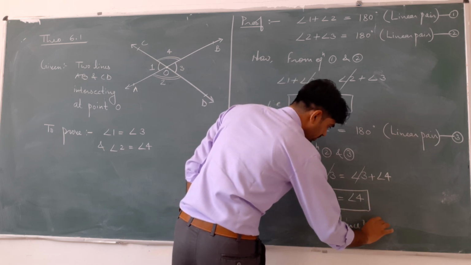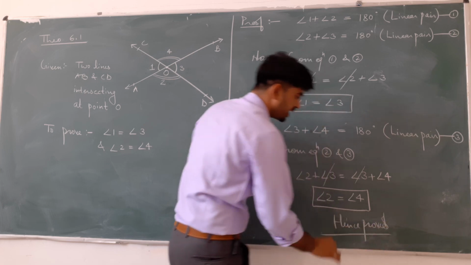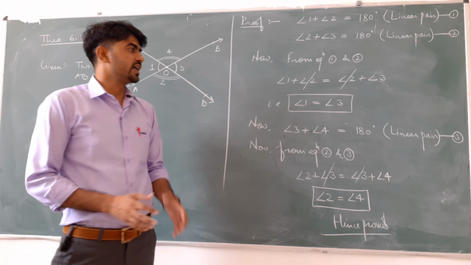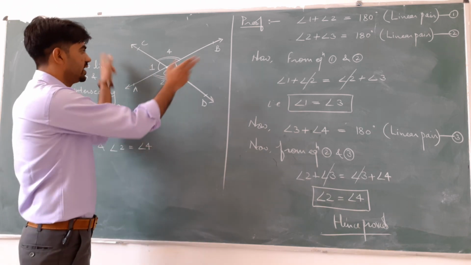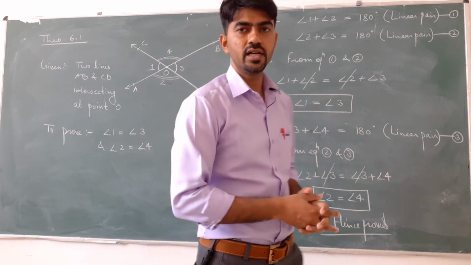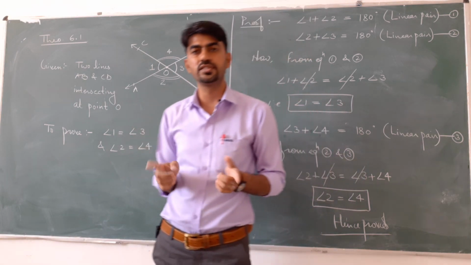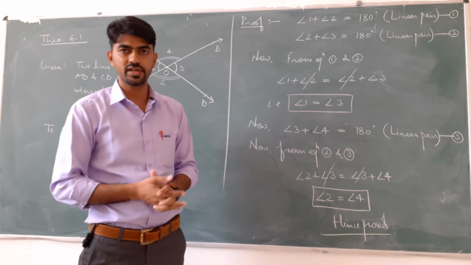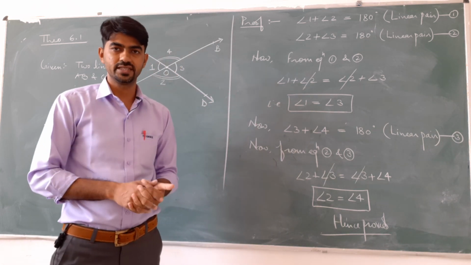So this way we can prove that when two straight lines intersect, the vertically opposite angles are equal. The proof of this theorem is there in our syllabus. It can be asked in your final examinations also. It's a very important one, so you must practice this.